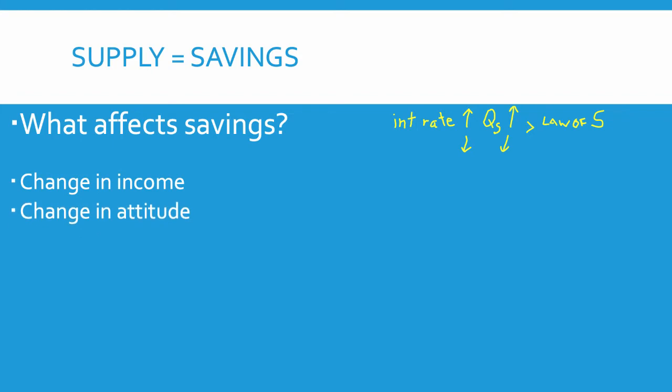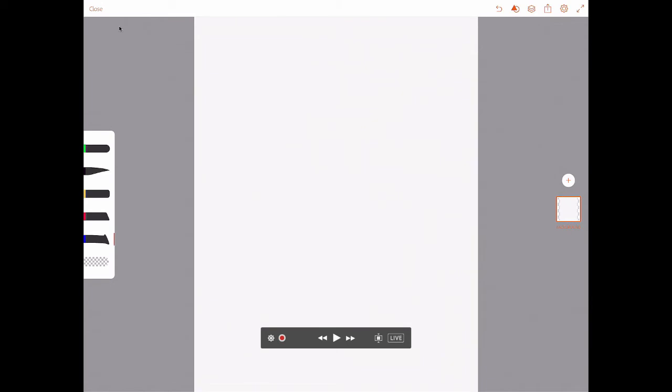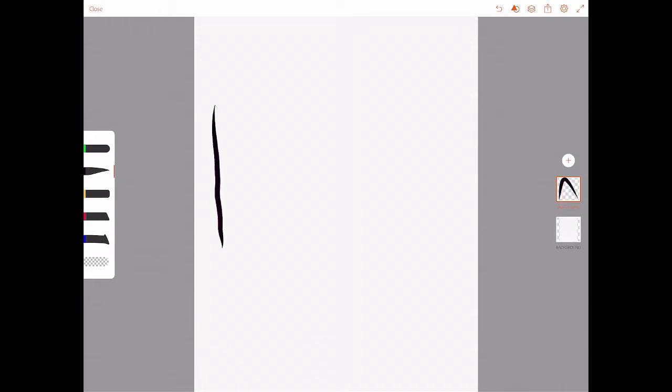A change in attitude can affect how much people save. For example, one of the things that we look at when we look at savings is the attitude people have towards how they spend their money over their lifetimes. It's something we call consumption smoothing. Think about it this way. Over the course of your life, you save differently.